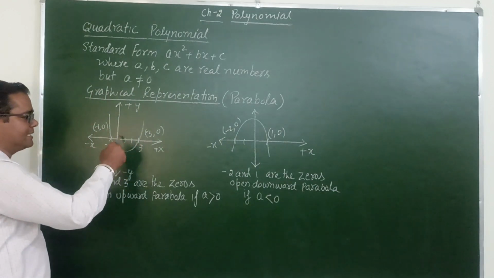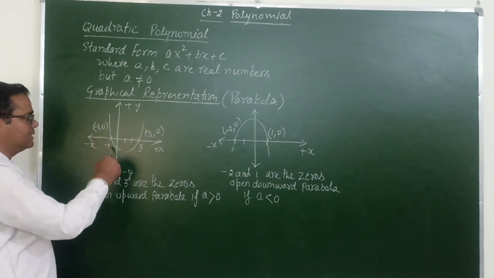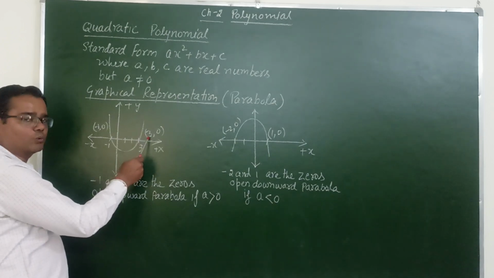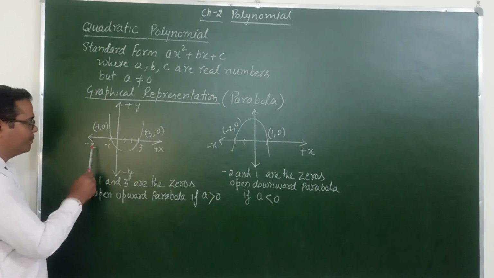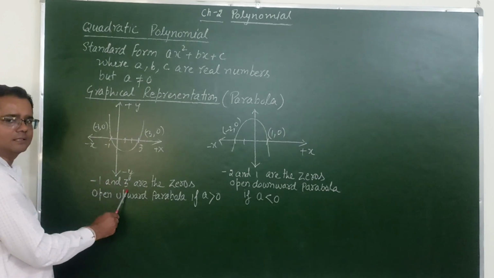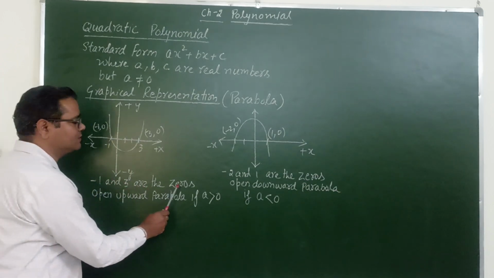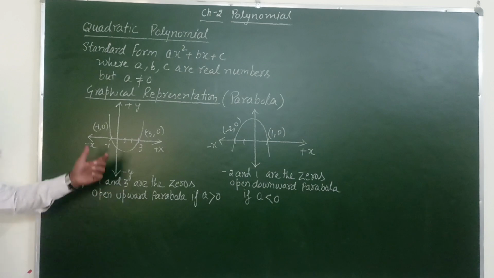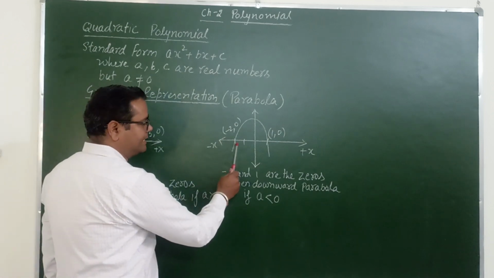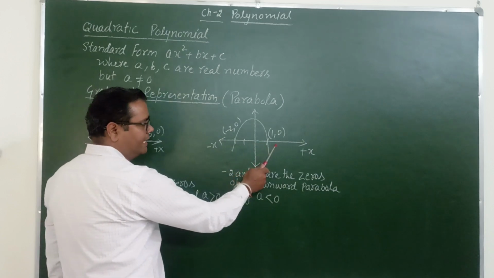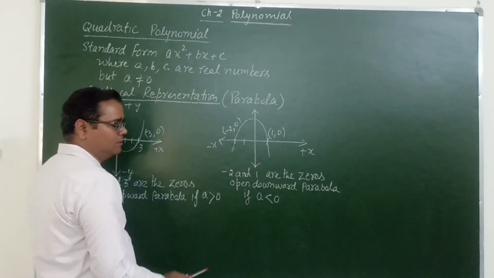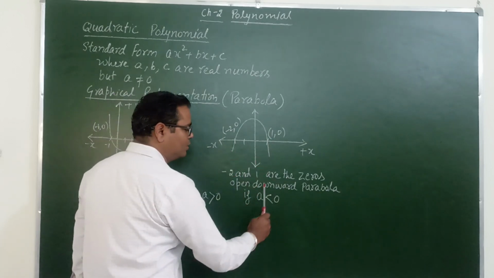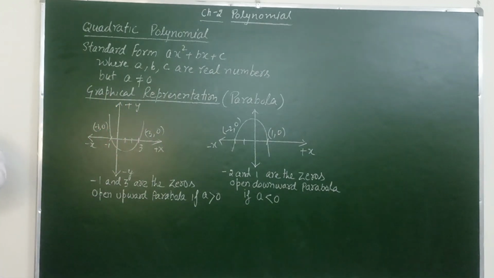Where the parabola intersects the x axis, for example, this parabola intersects here at point -1, 0 and here at point 3, 0. So -1 and 3, which are the abscissas, are the zeros of the polynomial. Same here, it intersects the x-axis at -2, 0 and on the other side at 1, 0. So -2 and 1, these abscissas, are the zeros of the parabola. So these are the zeros.